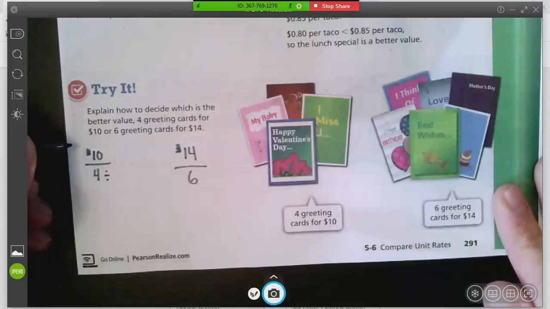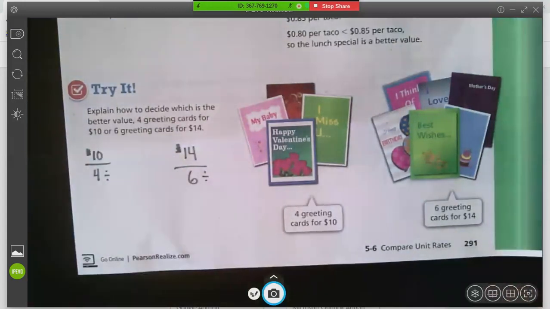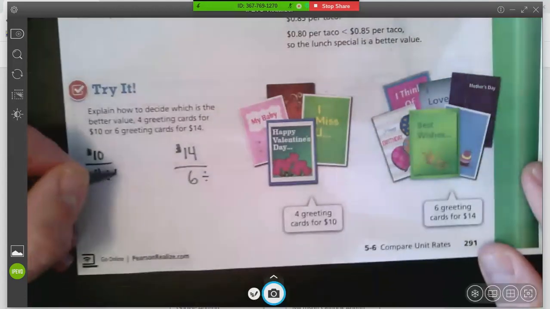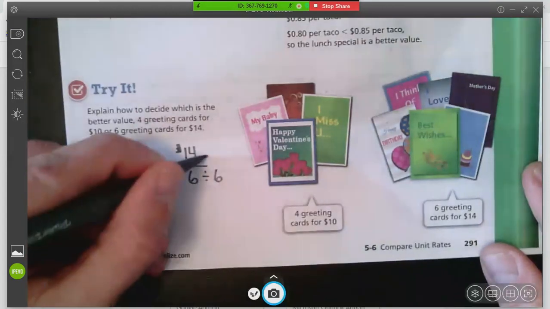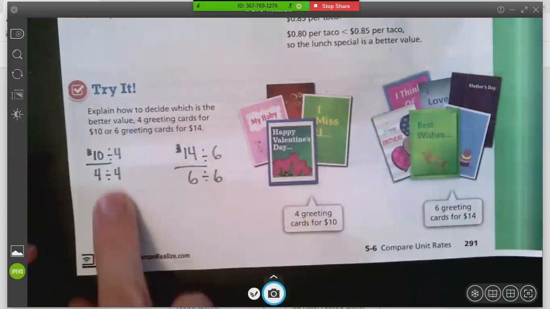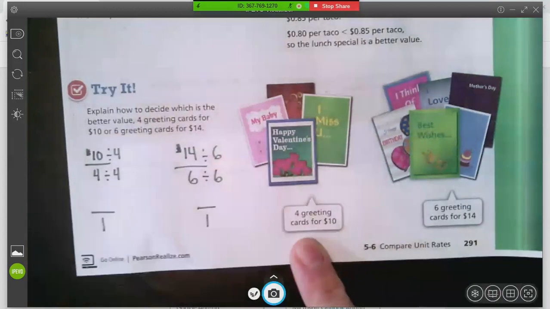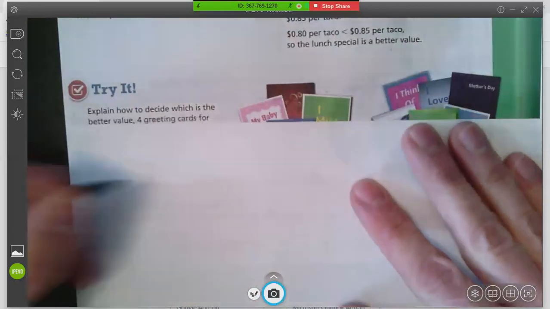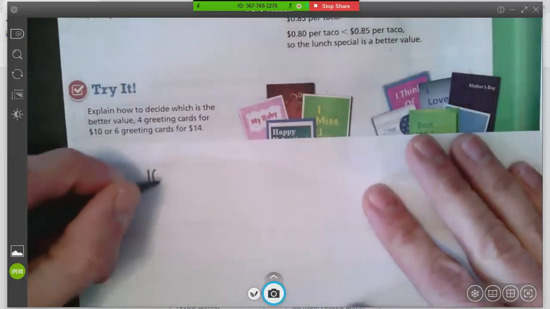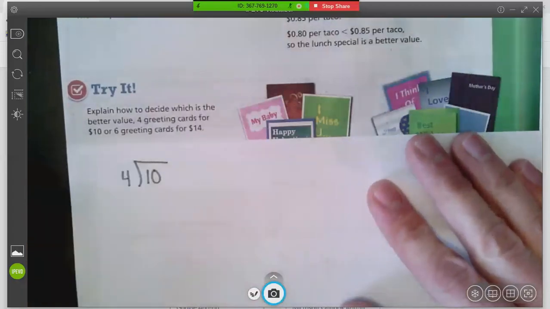Okay, so what you have to do is 10 divided by 4 on top, and on the bottom you're gonna do 4 divided by 4. Very good, because we want to know how much it's going to be for one greeting card. So it's $10 for 4 greeting cards. How many times does 4 go into 10?